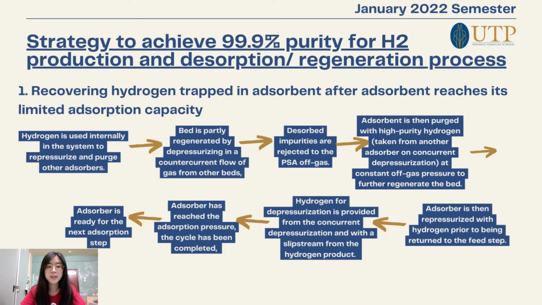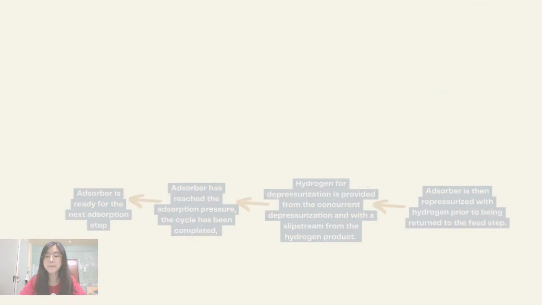The first strategy to achieve 99.9% purity of hydrogen gas production is by recovering hydrogen trapped in the absorbent after the absorbent reaches its limit absorption capacity. First, hydrogen is repressurized and purged into other absorbers. The bed is partly regenerated. The absorbed impurities are rejected into the PSA off-gas. The absorbent is then purged with high purity hydrogen. Then the absorbent is repressurized with hydrogen before it is ready for the next absorption step.